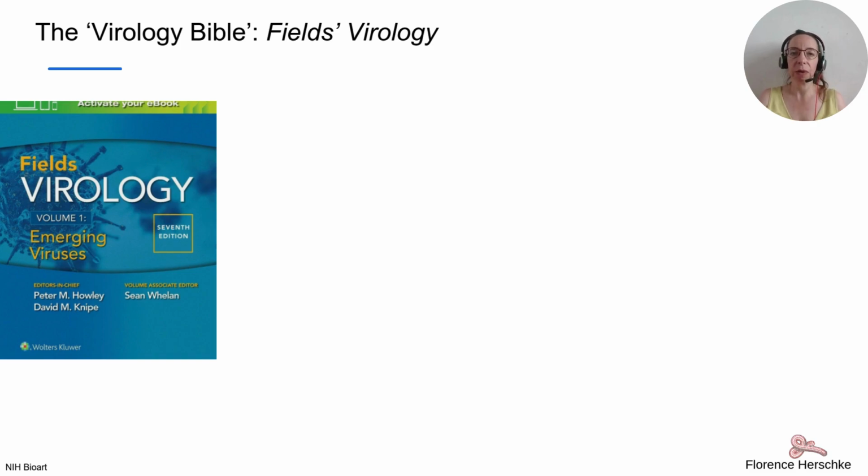It's the Field Virology. We're currently at the 7th edition and there are 4 volumes. So you're in for some big reading. But it is very complete and still super useful.